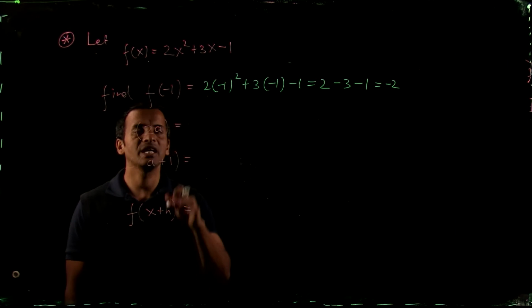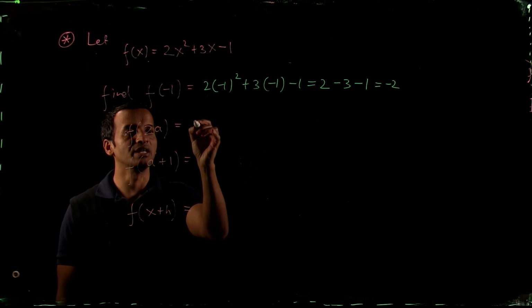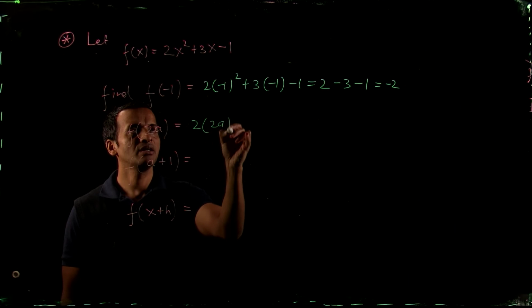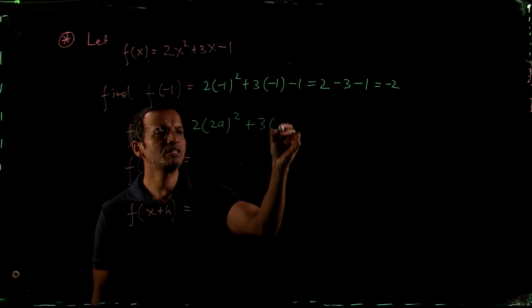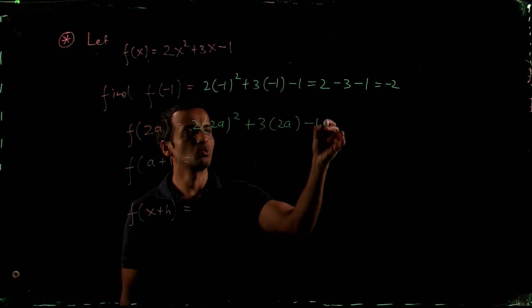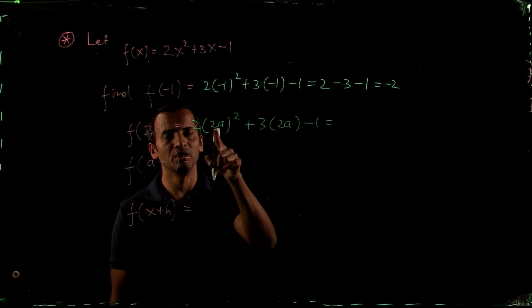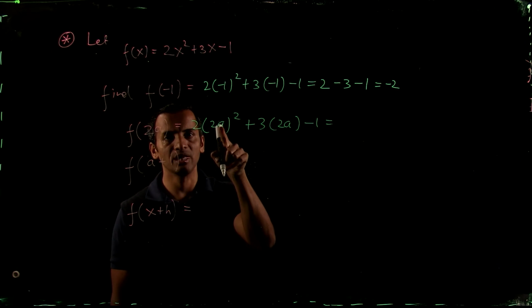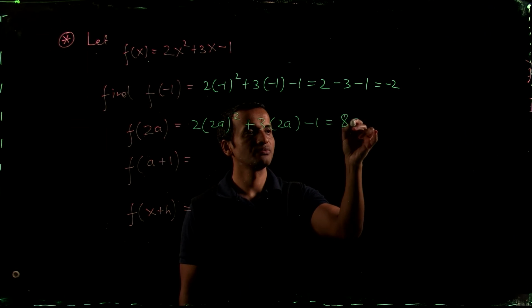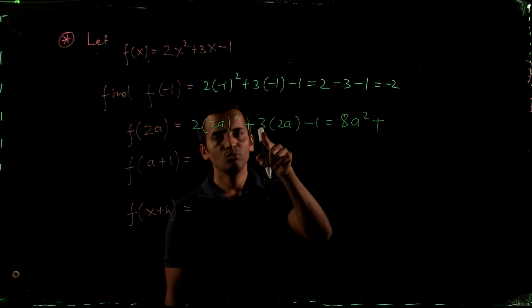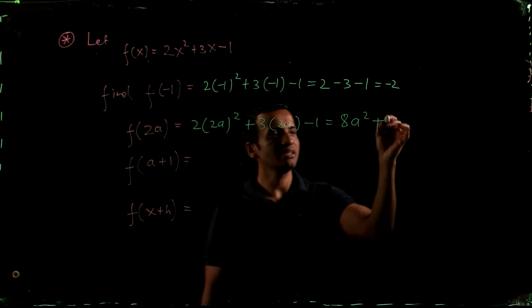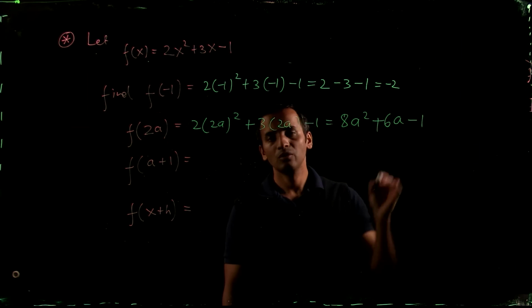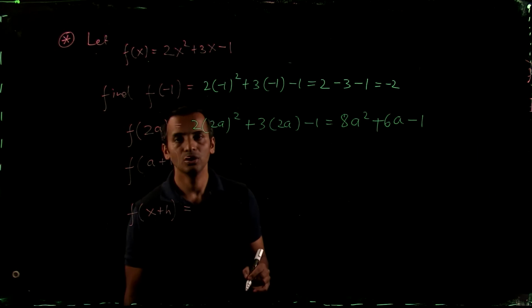How about f at 2a, meaning that all the x should be replaced by twice a. So 2 times 2a squared plus 3 times 2a and then minus 1. So how much is that? 2a squared is 2a times 2a, so that will be 2 times 2a times 2a, which is 8a squared, plus 3 times 2a is 6a, minus 1. That's the final answer for f of 2a.